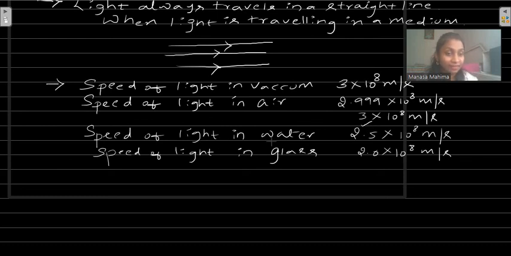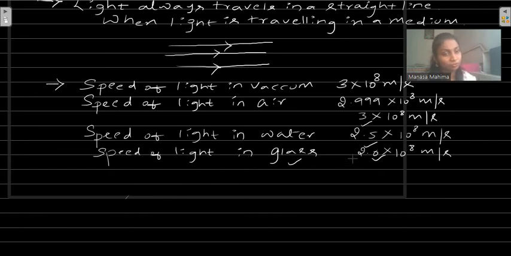When light is traveling in water, its value is around 2.5. When light is traveling in glass, its value is around 2. That means when light is traveling from medium to medium, its value is decreasing. Correct? If I am talking about air, the value of the speed of light will be 3. The speed of light in water is around 2.5, and in glass it is 2.